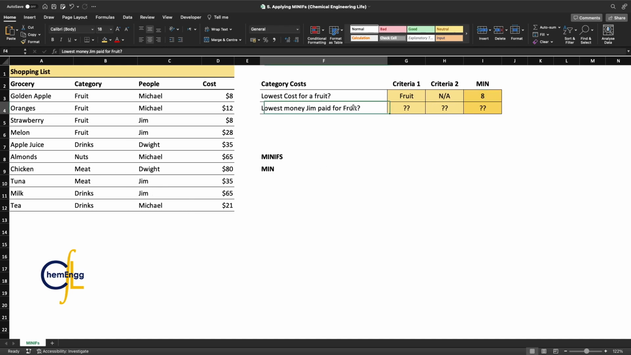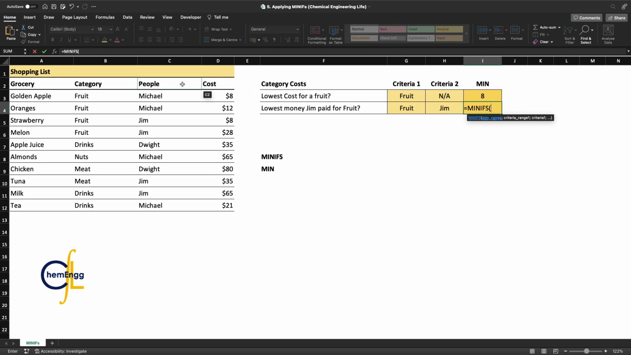On the other hand, let's say that now you would like to know what is the lowest money Jim paid for the fruit. So now we have two different criteria. That means that we would like to know the minimum value for a fruit, and even further narrowed down, we only want to know for the data set for which Jim paid for the fruit. That means that even if we select the entire data set, we're only talking about these two rows. And you can also do that in Excel, because the first criteria is fruit, and now we have a second criteria, that is Jim.